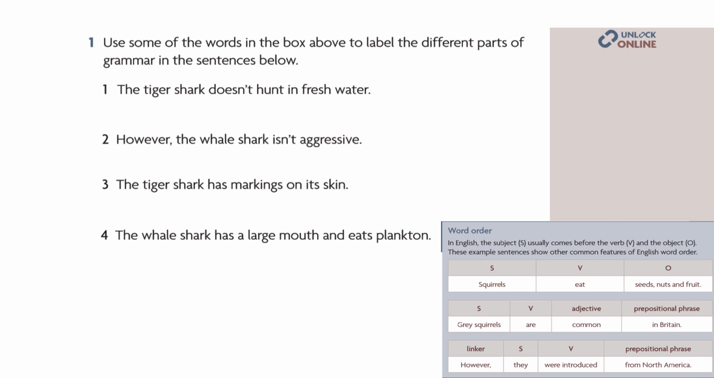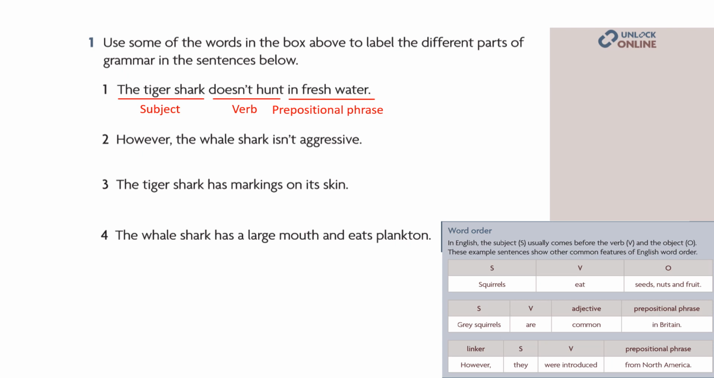Okay, I'm sure you have finished the exercise. Let's see what the correct answers are. Number 1. The tiger shark doesn't hunt in fresh water. The subject of the sentence is the tiger shark. Verb doesn't hunt. In fresh water. In is a preposition. So what do you think in fresh water is? That's right. It's a prepositional phrase.